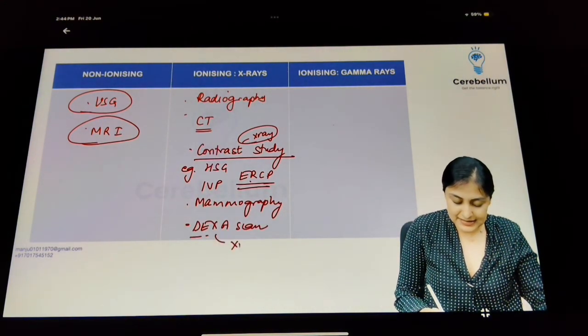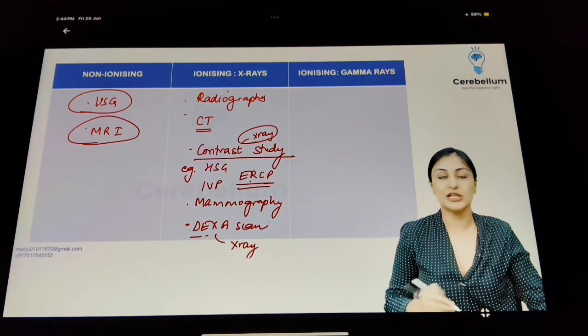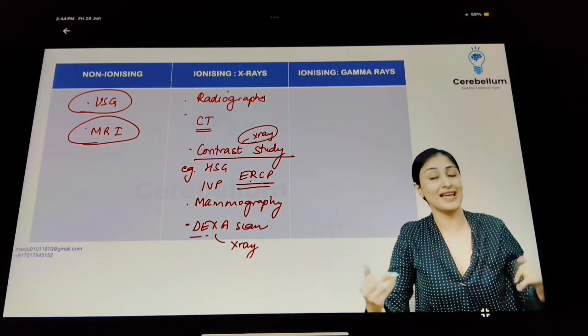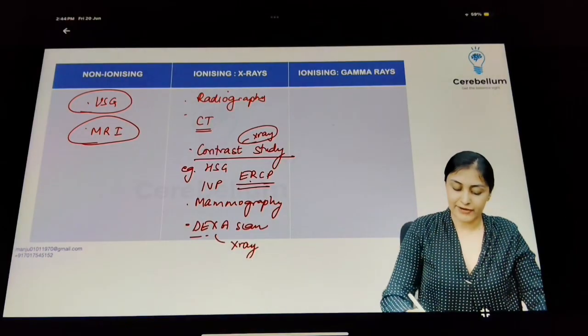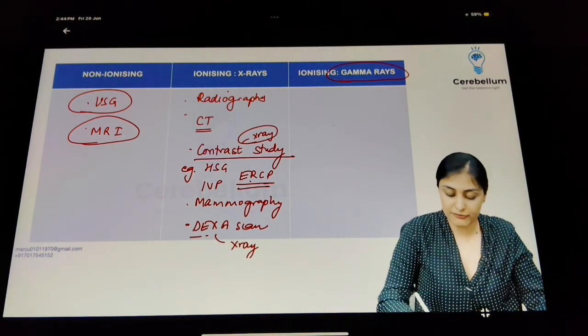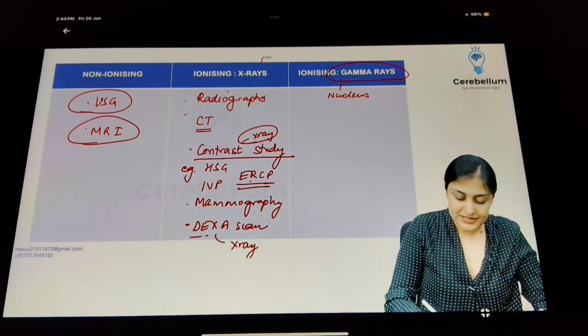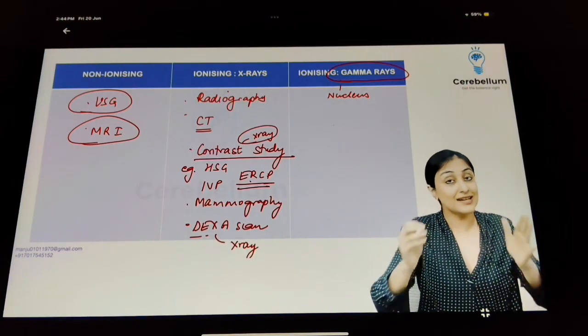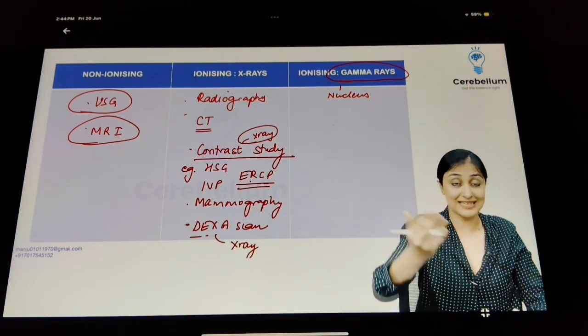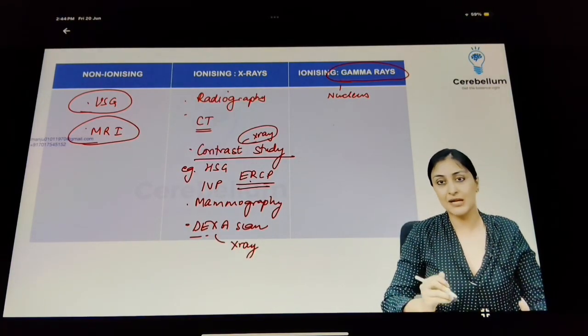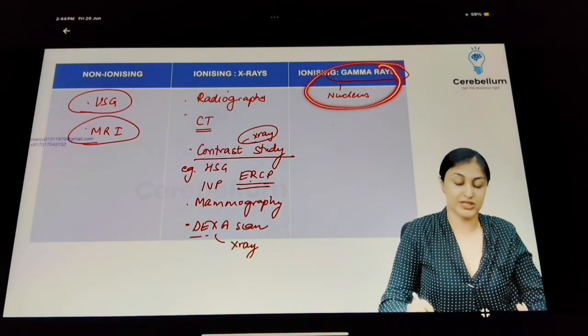Dual energy X-ray absorptiometry. So this is where I calculate the bone mineral density using X-rays. So again, it uses ionizing radiation via X-rays. Where do we use gamma rays? So gamma rays, remember, come from the nucleus. X-rays come from the extranuclear region, which is basically the electrons. So X-rays are coming from the electrons which are getting emitted, resulting in the formation of X-rays, whereas gamma rays come from the nucleus, and that is why we refer to it as nuclear medicine.